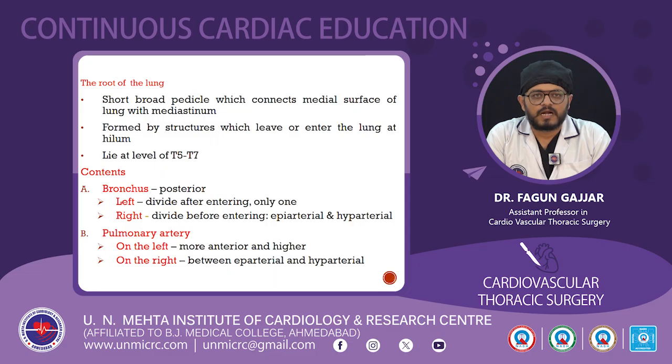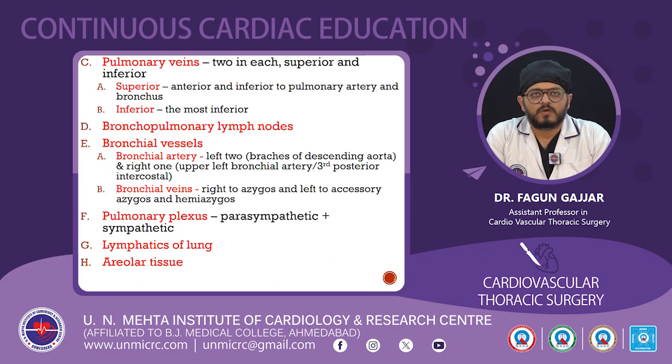Second one is the pulmonary artery. On the left side, it is more anterior and on the higher side, while on the right side, it is between the eparterial and hyparterial bronchus. Third one is the pulmonary veins, two in each, superior and inferior. The superior pulmonary vein is anterior and inferior to the pulmonary artery and bronchus, while the inferior pulmonary vein is the inferiormost. Bronchopulmonary lymph nodes, bronchial vessels, which include the bronchial artery and bronchial vein.